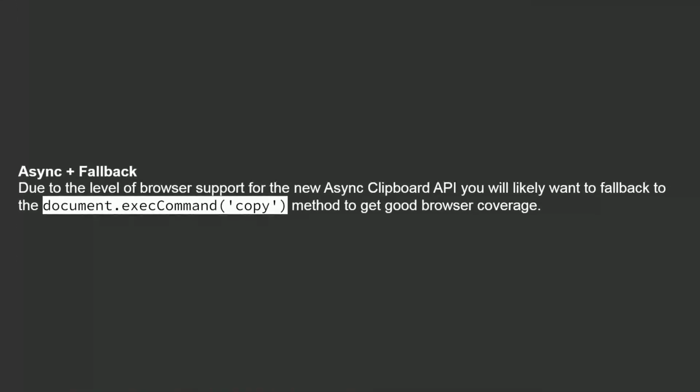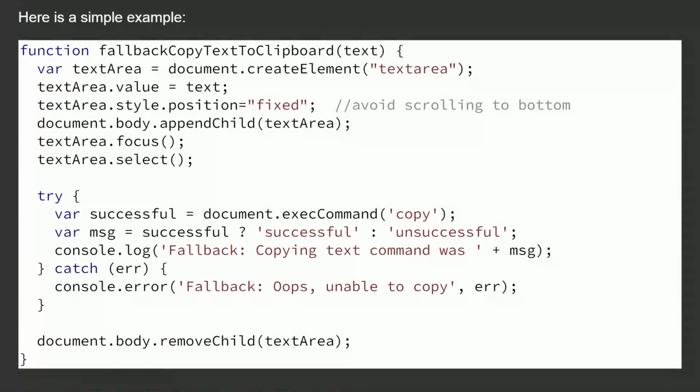Async plus fallback. Due to the level of browser support for the new Async Clipboard API, you will likely want to fall back to the document exec command copy method to get good browser coverage. Here is a simple example.